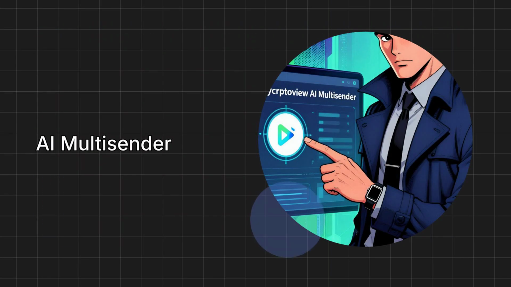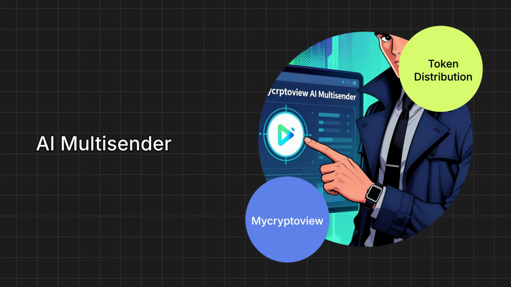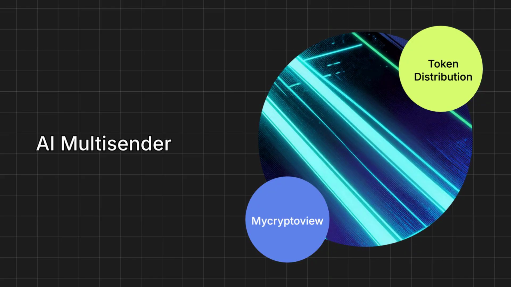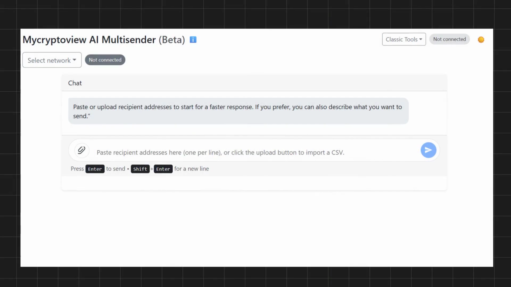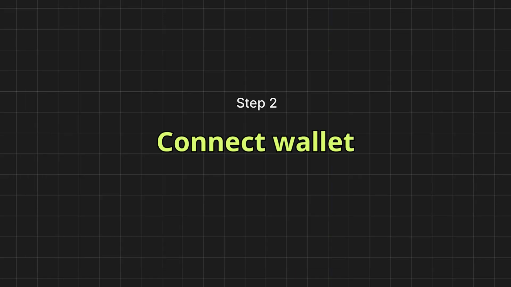In this guide, we'll use the MyCryptoView AI multisender to distribute tokens efficiently. First, go to the AI multisender, ai.mycryptoview.com. Connect your wallet, such as MetaMask. Make sure you're on the correct network and have enough tokens for distribution.